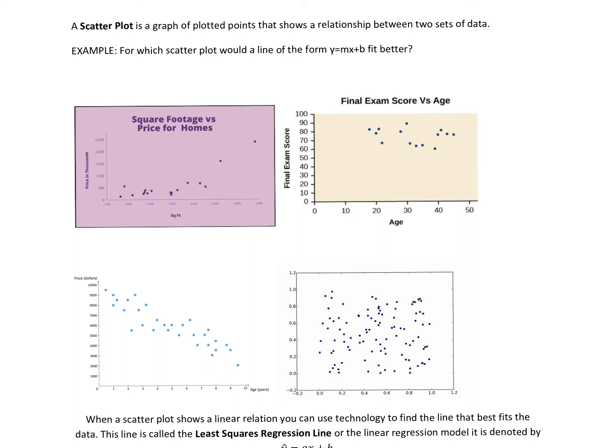Which scatter plot would a line of the form y equals mx plus b fit better? Well, in this particular case, it's probably the third one. In this third one, we can see that there is a trend going down. For the others, this one kind of grows quicker, so we might think of an exponential function. And the other two don't really have a kind of relationship. So we might think that the age versus the price in dollars is the graph that would give us a y equals mx plus b form of the equation.